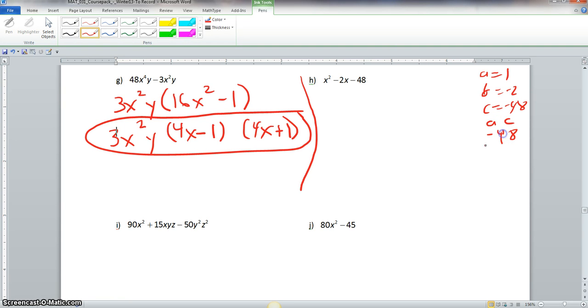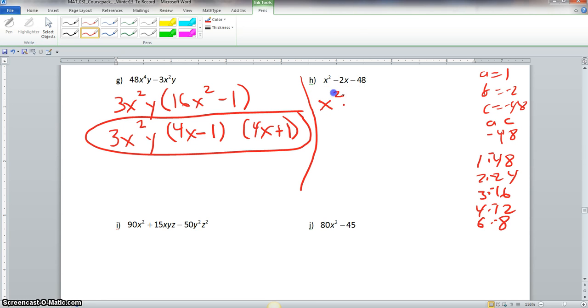Okay, so now we need to find the factors of 48, which is 1 and 48, 2 and 24, 3 and 16, 4 and 12, 6 and 8. These are the factors of 48. But since A and C gave us a negative and B gave us a negative, that means that the larger numbers would be negative. Now, the one that would give us a negative 2 is this 6 and negative 8.